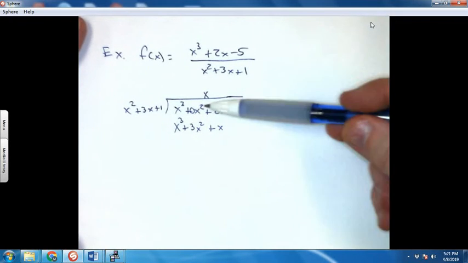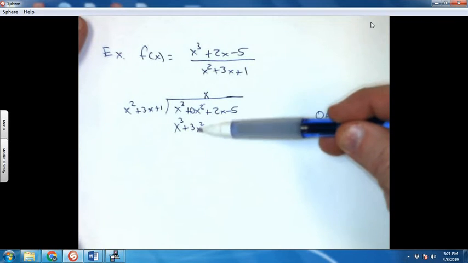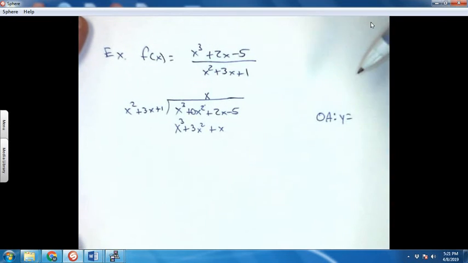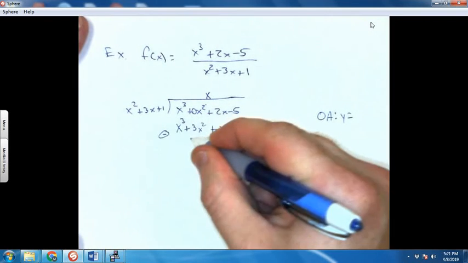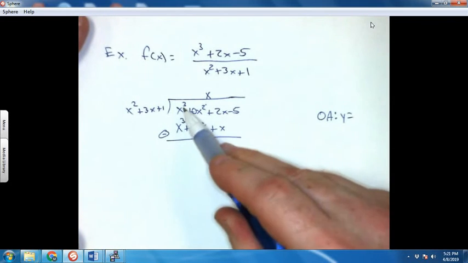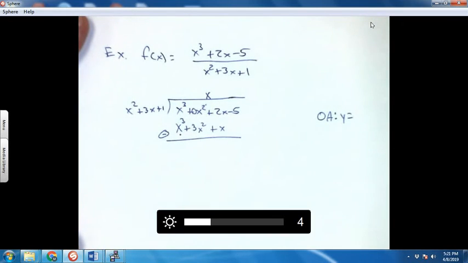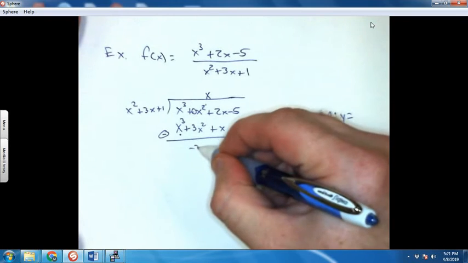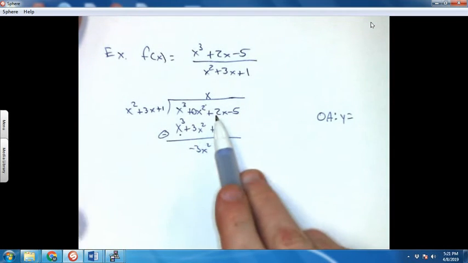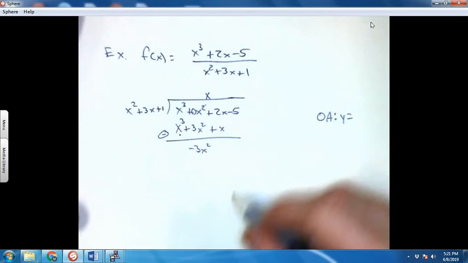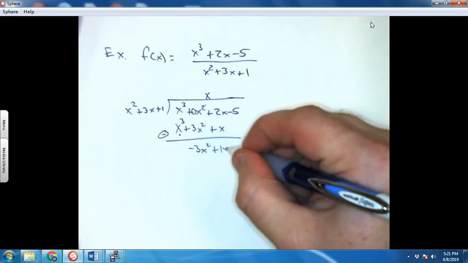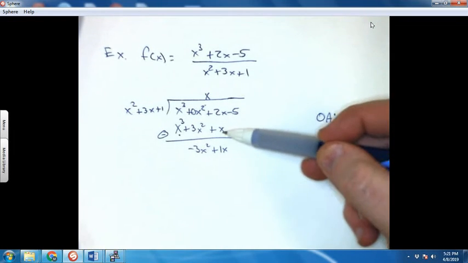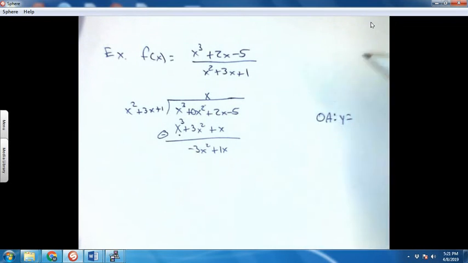Now, if you notice, I have something in an x squared. If I did not have this placeholder, I would have 2x here, and I could not combine these at all. So I'm going to subtract straight down. x cubed minus x cubed cancels. 0x squared minus 3x squared is negative 3x squared. 2 minus 1 is positive 1x. And then there's nothing left here, so I'm just going to bring down the negative 5.